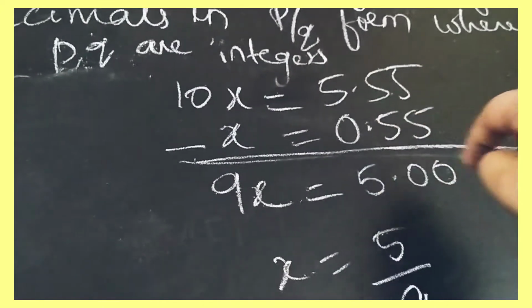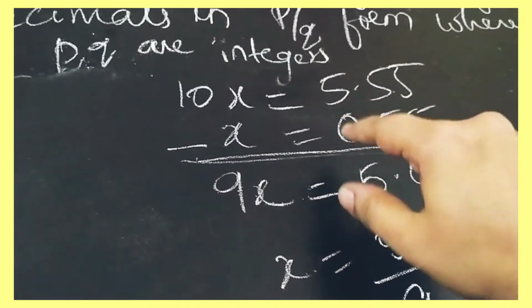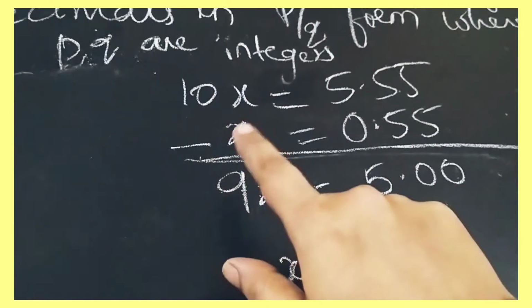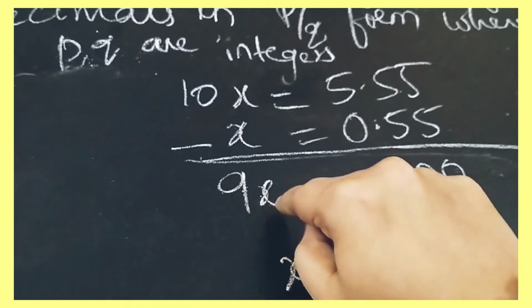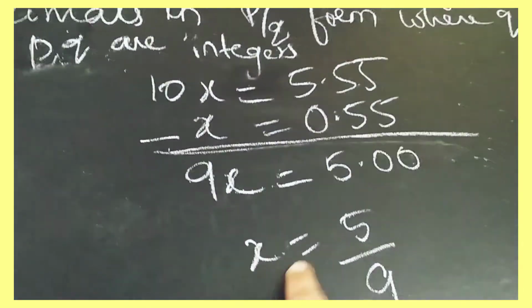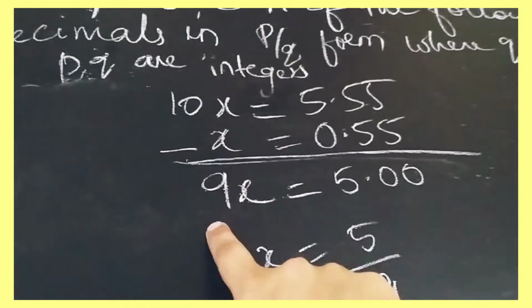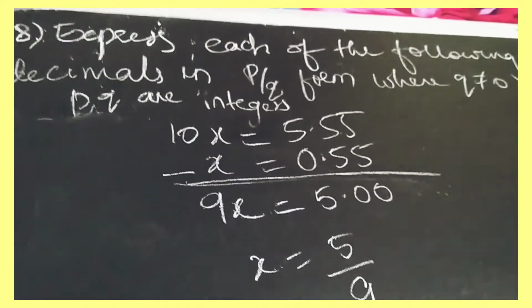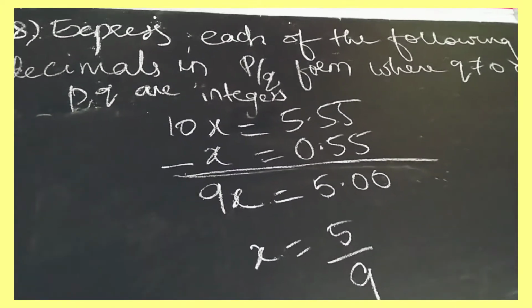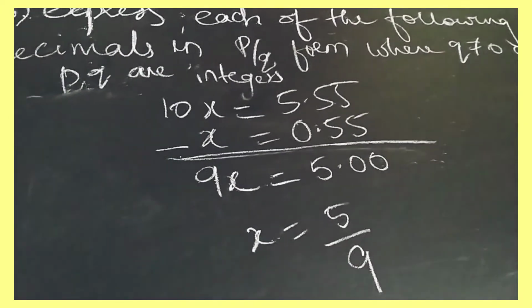So 5 minus 5 is 0, 5 minus 5 is 0, 5 minus 0 is 5 again here. Here 10x minus x means 10 minus 1, it is 9x. So x is equals to 5 you have to write here, and these 9 you have to write here. So x is equals to 5 by 9. So this is the p by q form of this decimal.